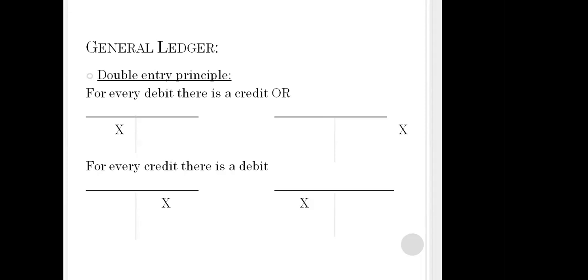Or with the next one, for every credit, there is a debit. So look again, I've put the two accounts next to each other. So that's going to be the two friends. And if you've made the entry on the credit side with the one account, then the other one must be on the debit side. So that is what we call the double entry principle in accounting. So for every debit, there's a credit. Look at the two accounts. Or for every credit, there is a debit.